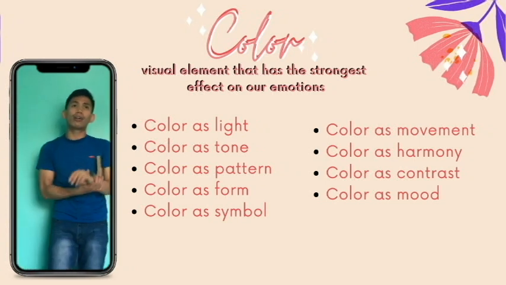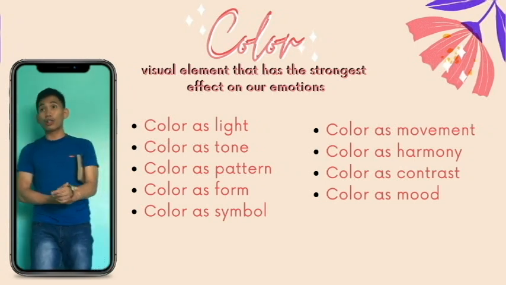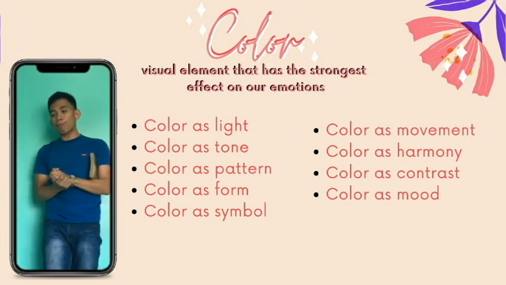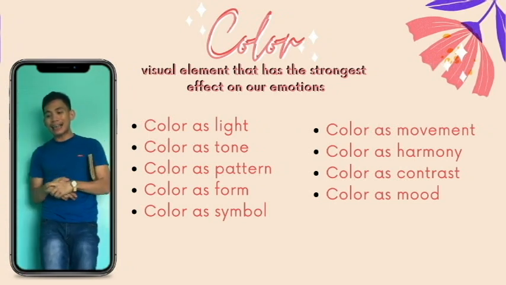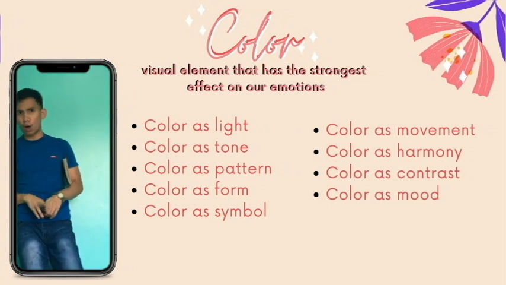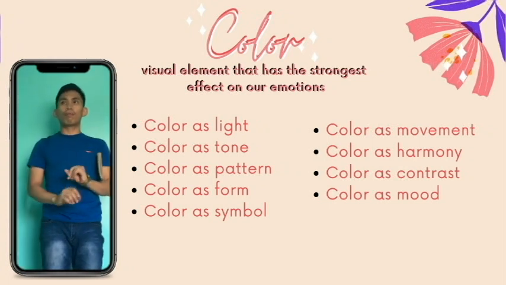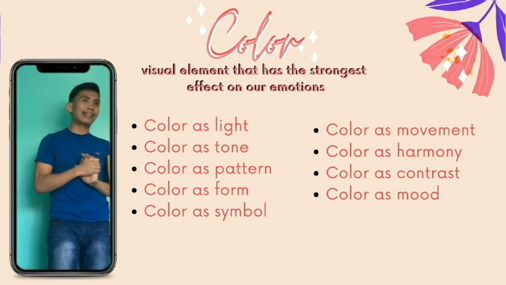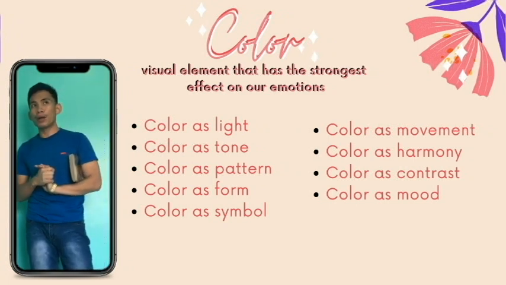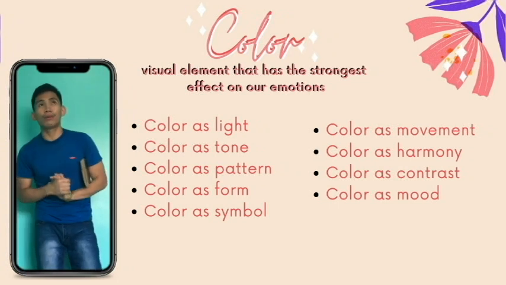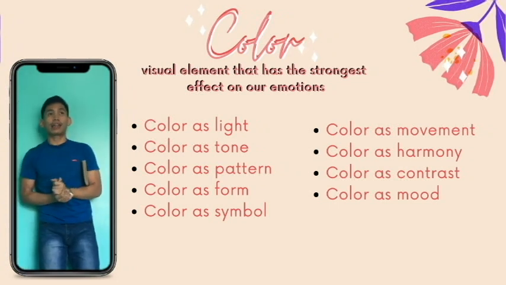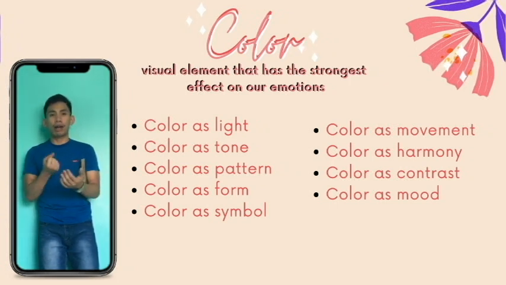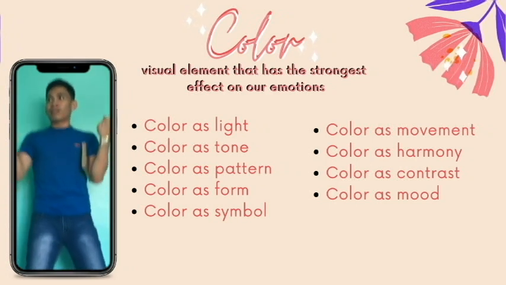Well, as for color, daghan klase sa color. Ang color po is the visual element that has the strongest effect on our emotions. So before, they taught us that blue is for the sky, right? And white is for peace. Blue is for like calmness, bravery. Kanang strong.